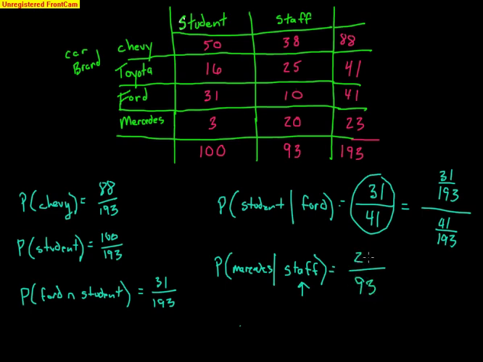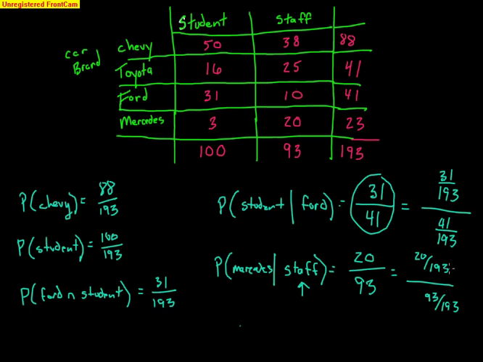Once again, if you want to use the formula, on top would go Mercedes and staff. Mercedes and staff would be 20 out of 193, again using your totals. On the bottom would be just staff. Well, just staff, there are 93 out of 193 people that are staff. So divide those, the 193s cancel, and you get 20 out of 93.